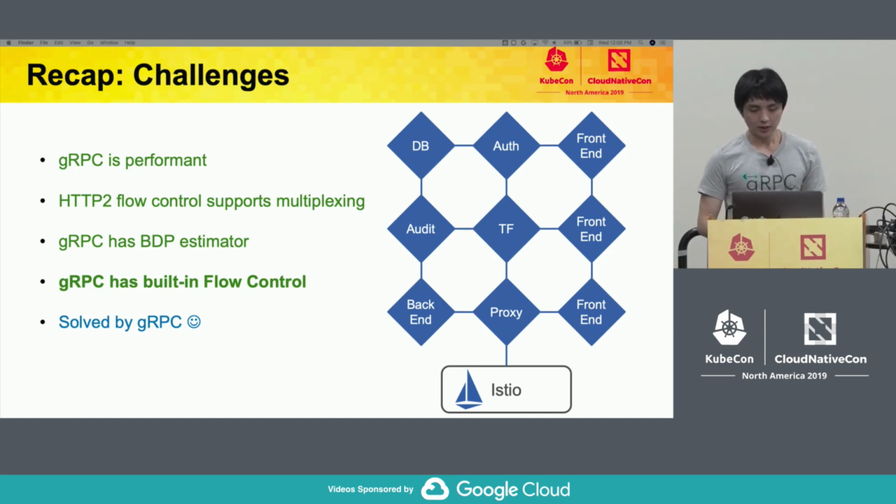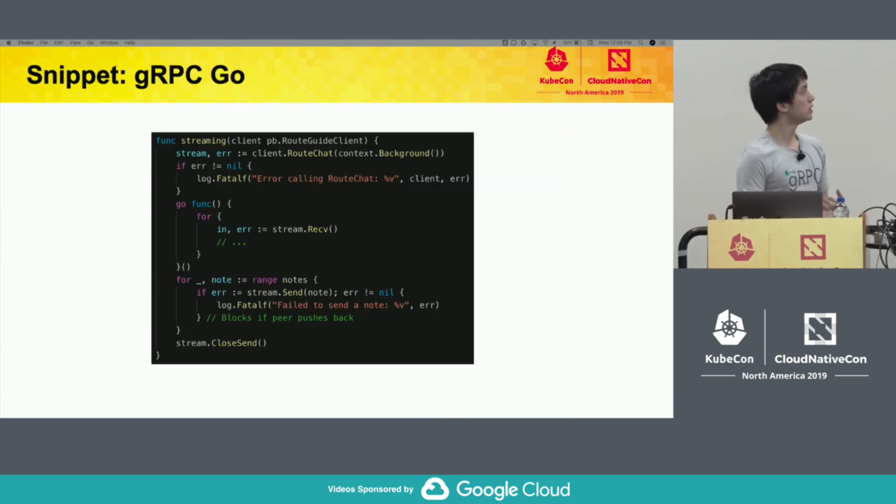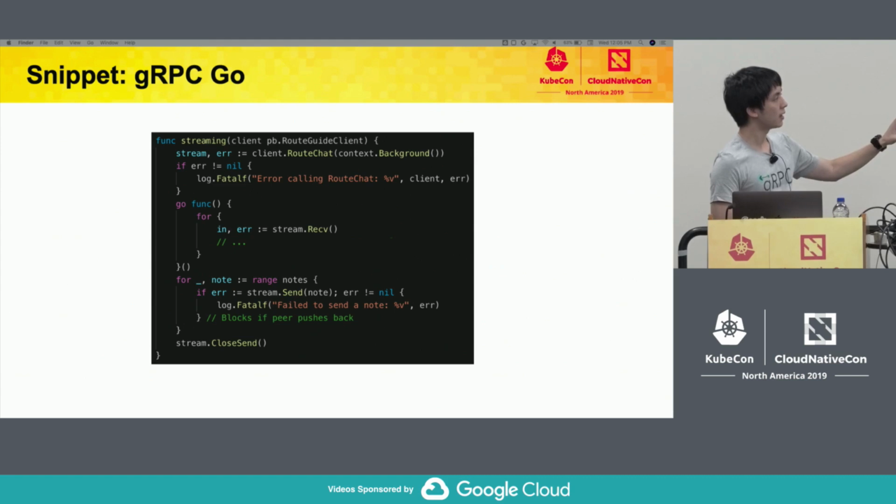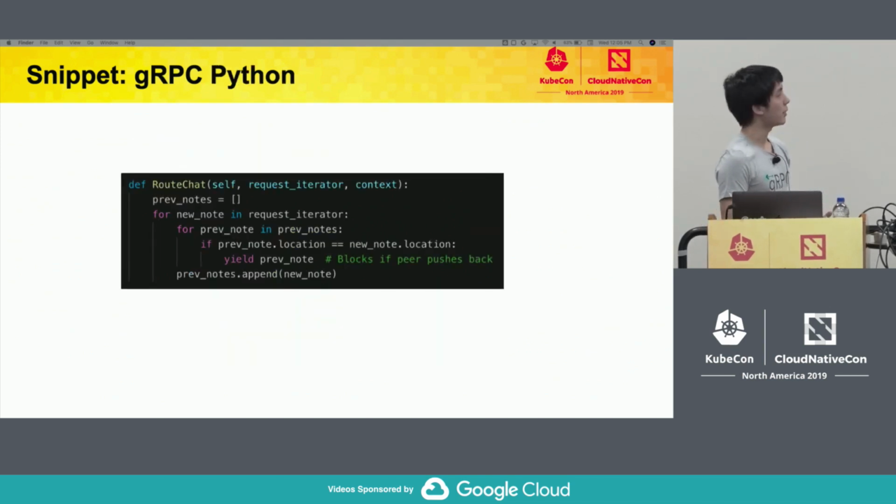And next, let's take a look at how flow control actually works inside actual code. So this is a snippet from gRPC Go. You can see this is a streaming call. And when you are trying to send something, the send API will block until the message is accepted by the flow control window. The same thing happens in gRPC Python, where the yield statement will block until the message itself is accepted by flow control.